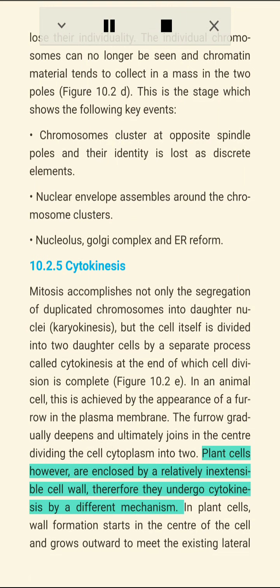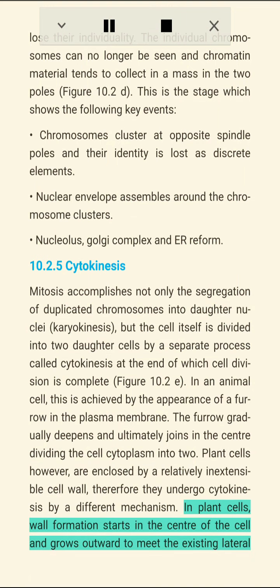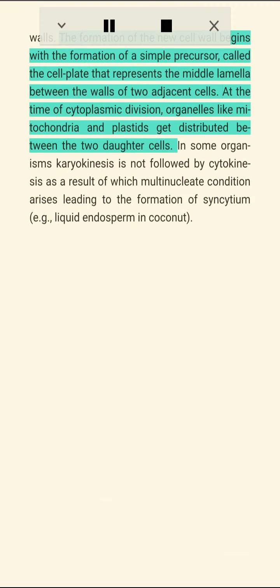Plant cells, however, are enclosed by a relatively inextensible cell wall, therefore they undergo cytokinesis by a different mechanism. In plant cells, wall formation starts in the center of the cell and grows outward to meet the existing lateral walls. The formation of the new cell wall begins with the formation of a simple precursor called the cell plate that represents the middle lamella between the walls of two adjacent cells.